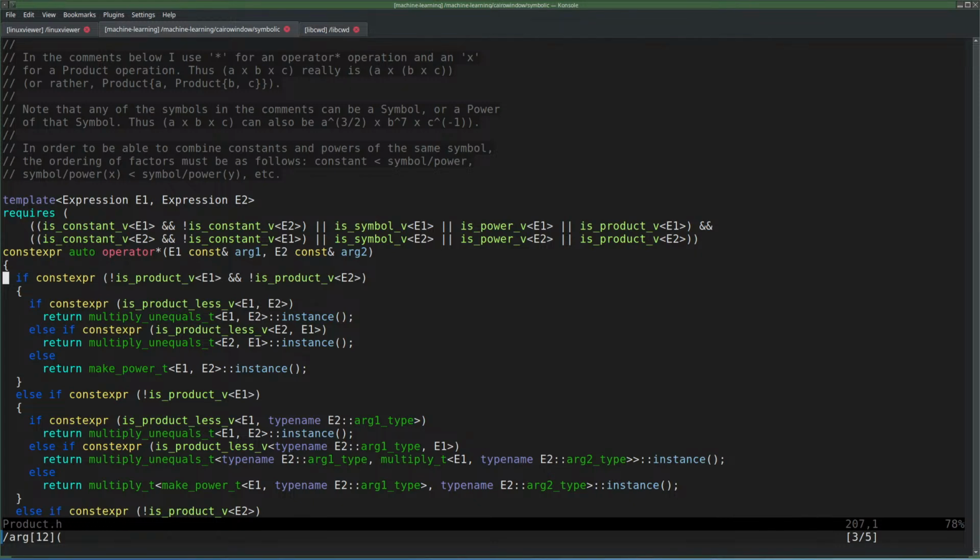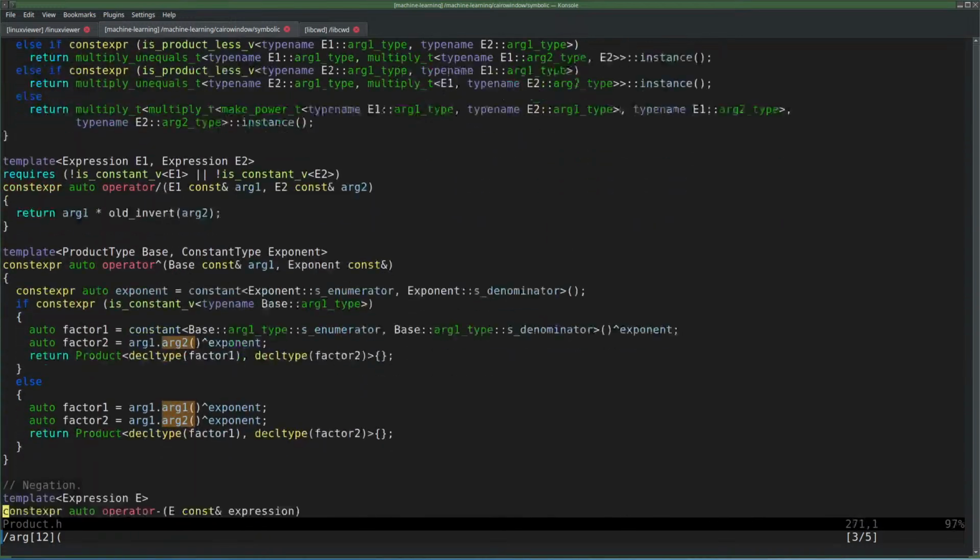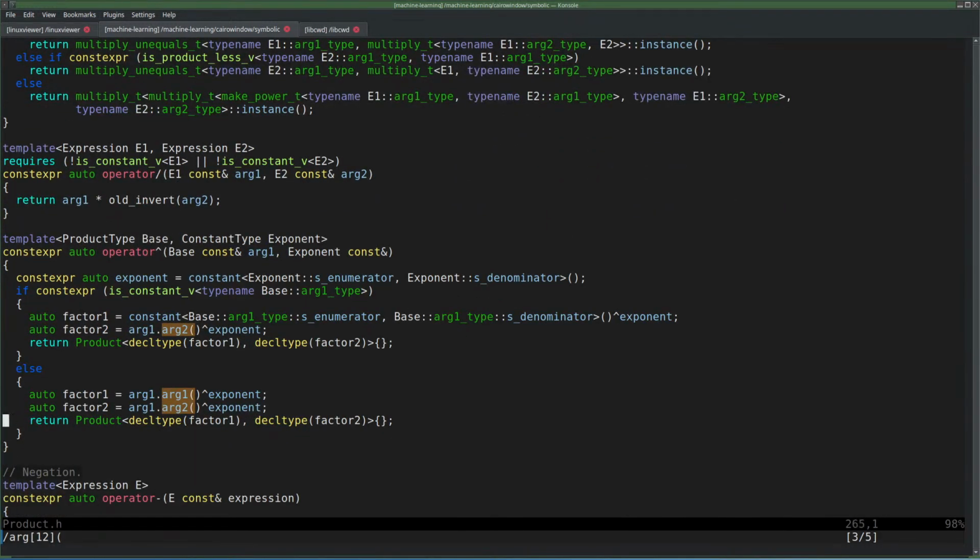Yeah, maybe I want to do that someday. Let's leave it for now. I do want to implement this one then as a multiplication. So this becomes multiply t of type of argument 1, comma, the invert of argument 2, instance.